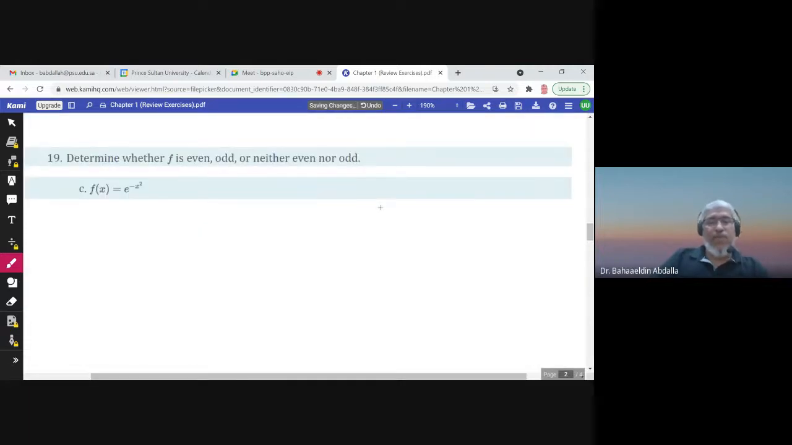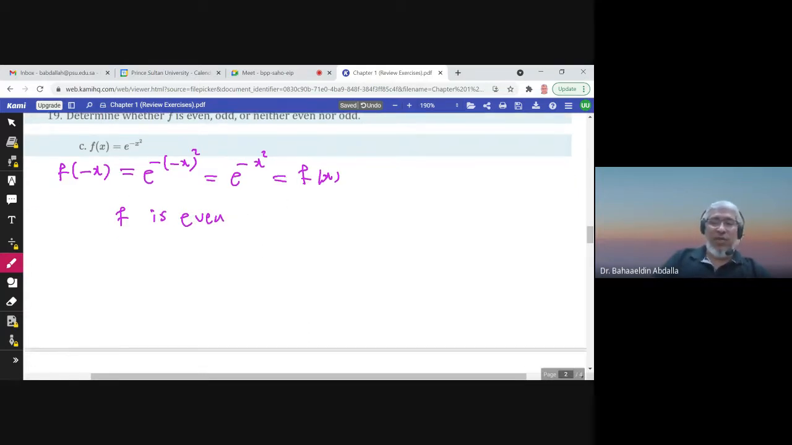Determine whether the function is odd, even, or neither. As usual, we find f of negative x. For f of negative x, we replace x by negative x. Now negative x to the power 2 is just x squared, because negative 1 squared is positive 1. So now this function is exactly the original function. So f is even. If we find that f of negative x equals f of x, then f would be even.